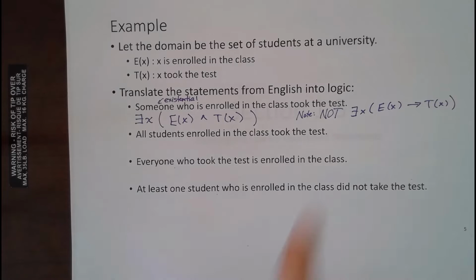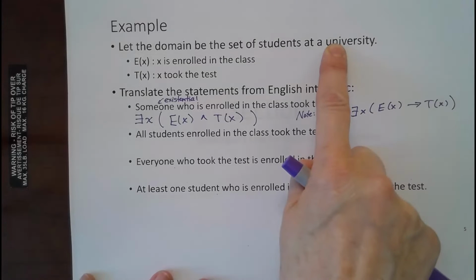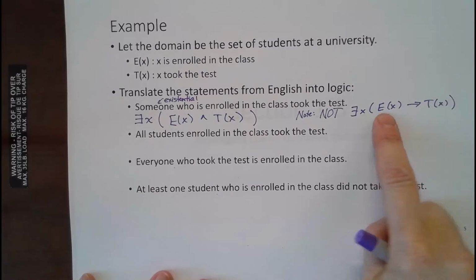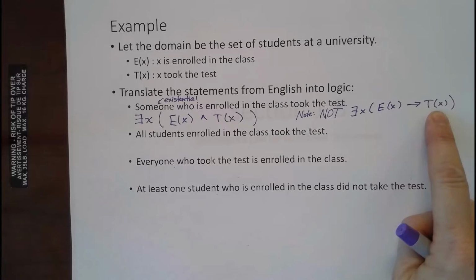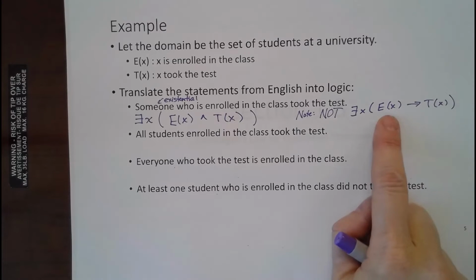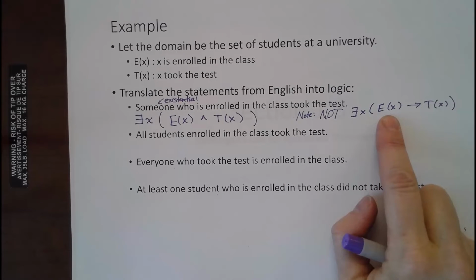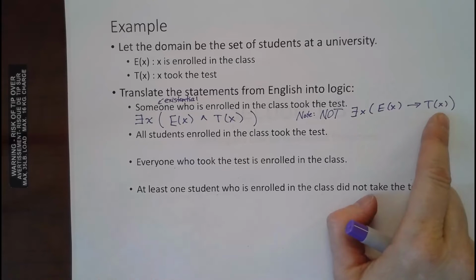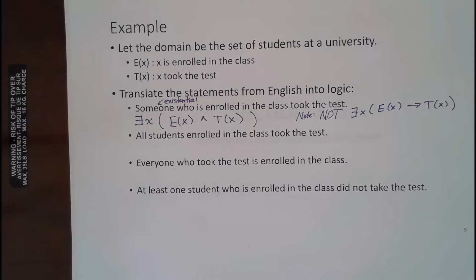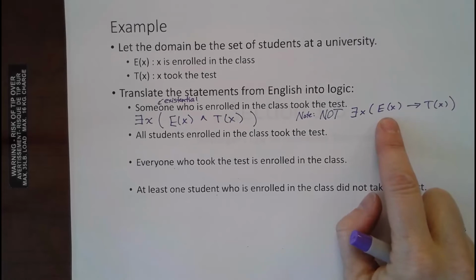Okay, so we're talking about all of the students at a university. And so I could find a student that's not enrolled in this class. So E of X would be false, and false implies anything is true, right? False implies false is true, false implies true is true. It doesn't matter what the anything is. So I could find a person that's not enrolled in the class to make this true, and it might be the case that every single person enrolled in the class didn't take it, but I can still find a student that is not enrolled in the class that would make this true. So I could make this true by using a person that's not enrolled in the class.